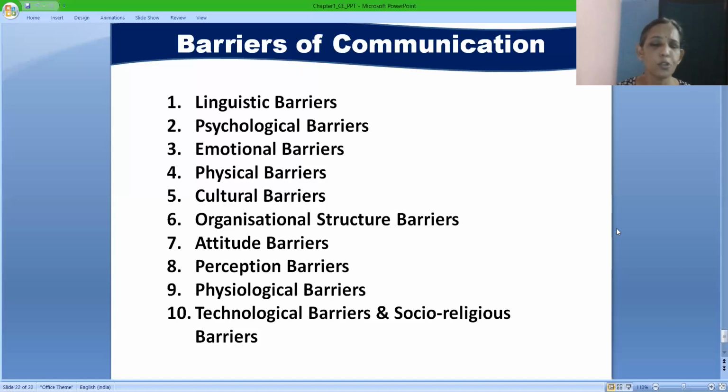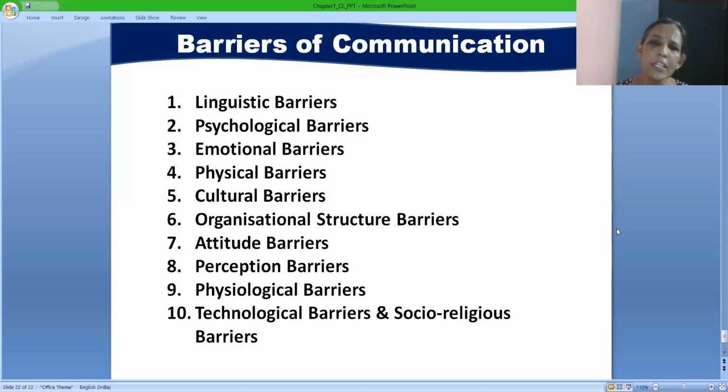Technological and socio-religious barriers. This is one of the new concepts coming up in communication. There can be a technological communication barrier where, for example, if you don't upgrade yourself and are not getting connected with the new concepts and new technologies, then it generates a technological barrier. Socio-religious barriers are those where people have different social understanding and different religious backgrounds, and they don't give up those old thoughts, or they still follow the traditional way of thinking. Then it generates a socio-religious barrier.